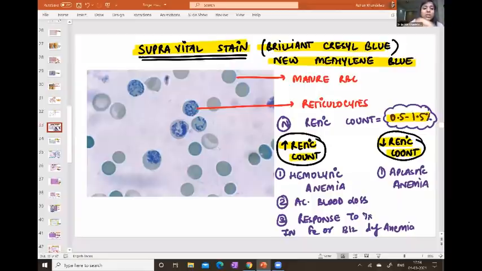And what are these two stains? They are called supravital stains, right? They are supravital stains. And what do I stain with these stains? I stain reticulocytes. The next question that pops up is, what are reticulocytes? So reticulocytes are immediate precursors of RBCs. You all know when we have the RBC series, the immediate precursor of RBC is a reticulocyte, right?